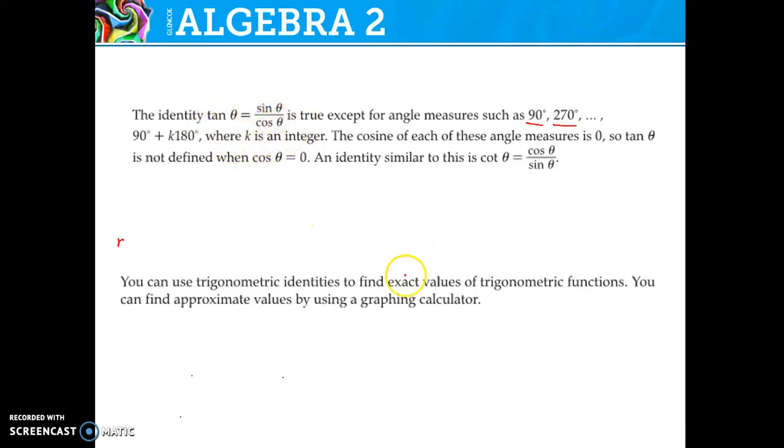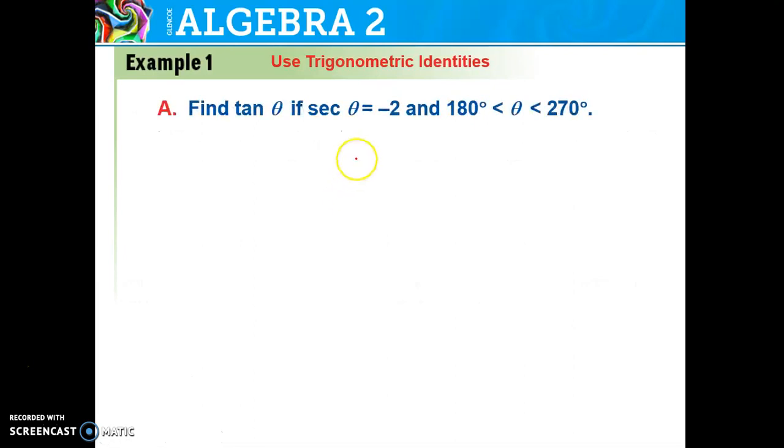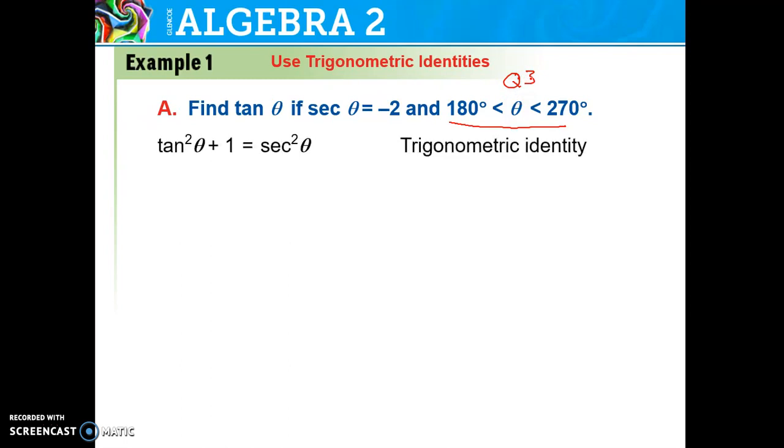Okay? Now what I'm going to show you now is how to use identities to get those exact values of trig functions. So we're going to find the tangent of theta if we know that the secant of theta is -2, and we know that theta is between 180 degrees and 270 degrees, which means it's in quadrant 3. So I'm going to look for an identity that relates tangent and secant. So you go back to your chart and we find this trig identity. It's one of the Pythagorean identities, that the tangent squared plus 1 is equal to secant squared.